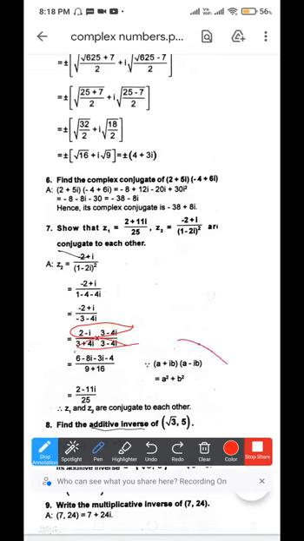Then what is (a + ib)(a - ib)? It is nothing but a² + b². Why? Because it would be a² - b², but we are having i², and i² is nothing but -1, so we get plus. That is why we are putting plus over here. So 9 + 16 is 25, and the final answer is (2 - 11i)/25. This is your z2.